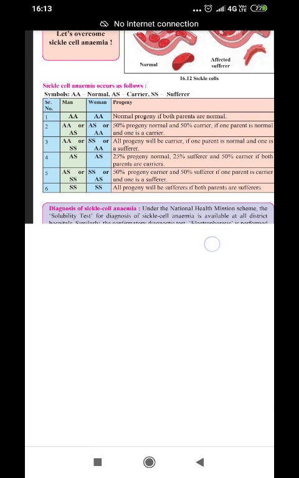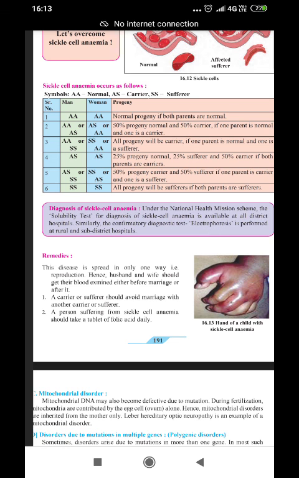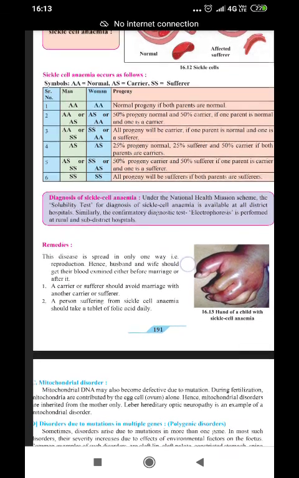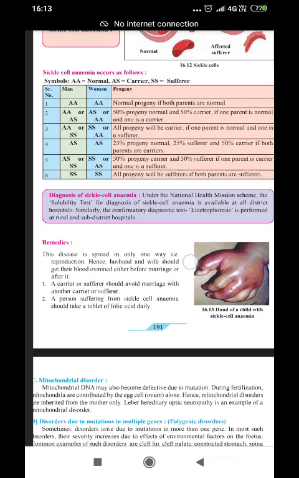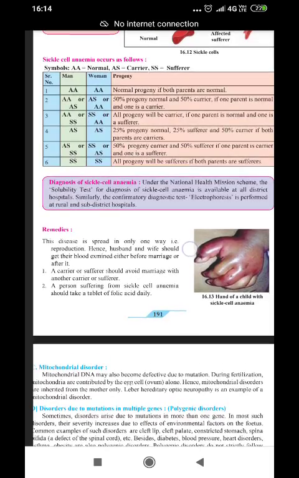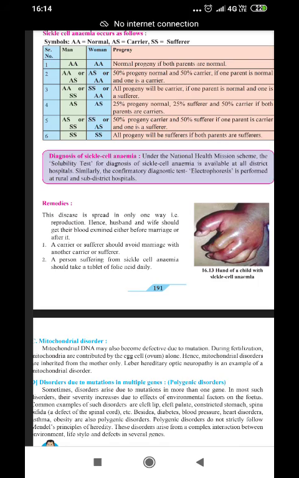Now, if both are carriers, that is AS, then 25% of the progeny may become normal, 25% may become sufferers, and 50% become carriers if both parents are carriers. Now, if the man is a carrier or sufferer and the woman is a sufferer or carrier, under that condition, 50% of the progeny are carriers and 50% are sufferers. That is, if one parent is a carrier and one parent is a sufferer. If both the parents are sufferers, then the progeny will be sufferers.